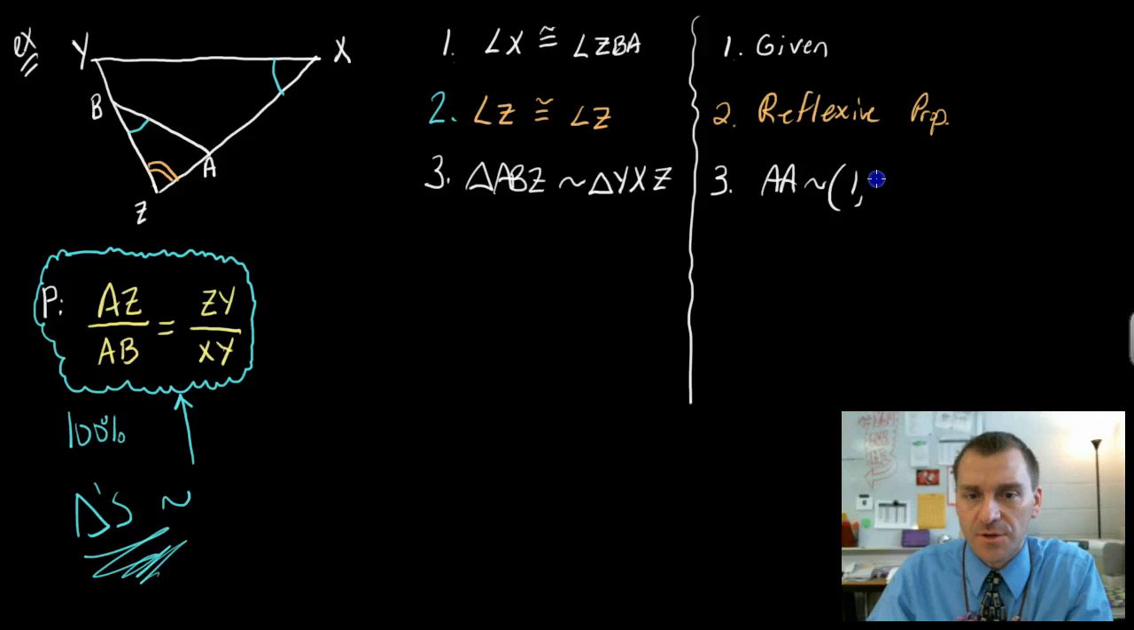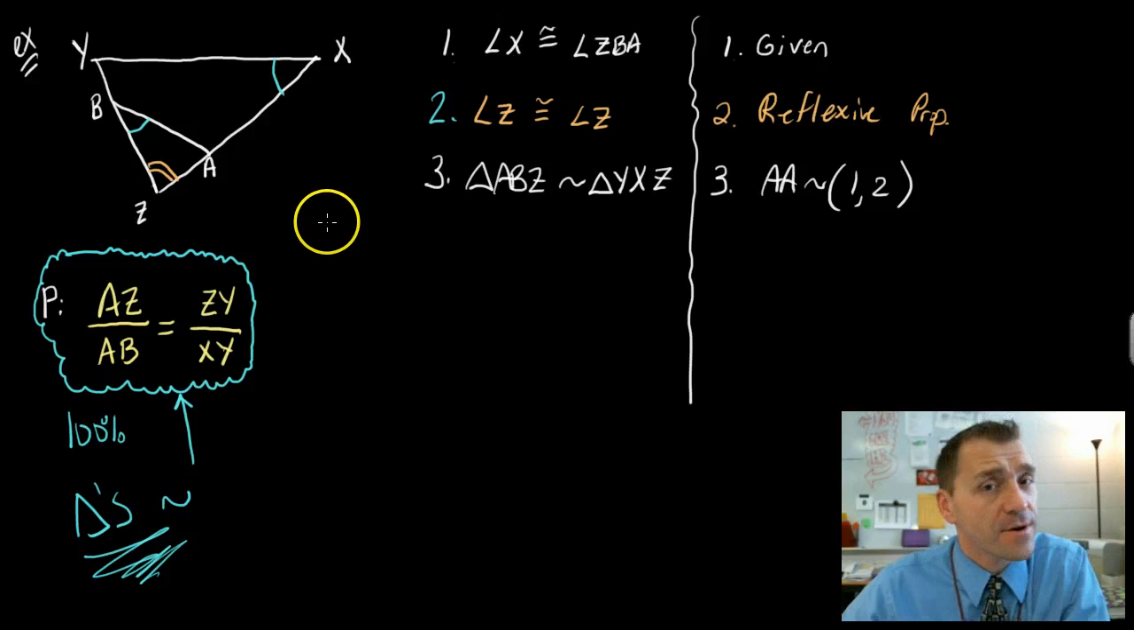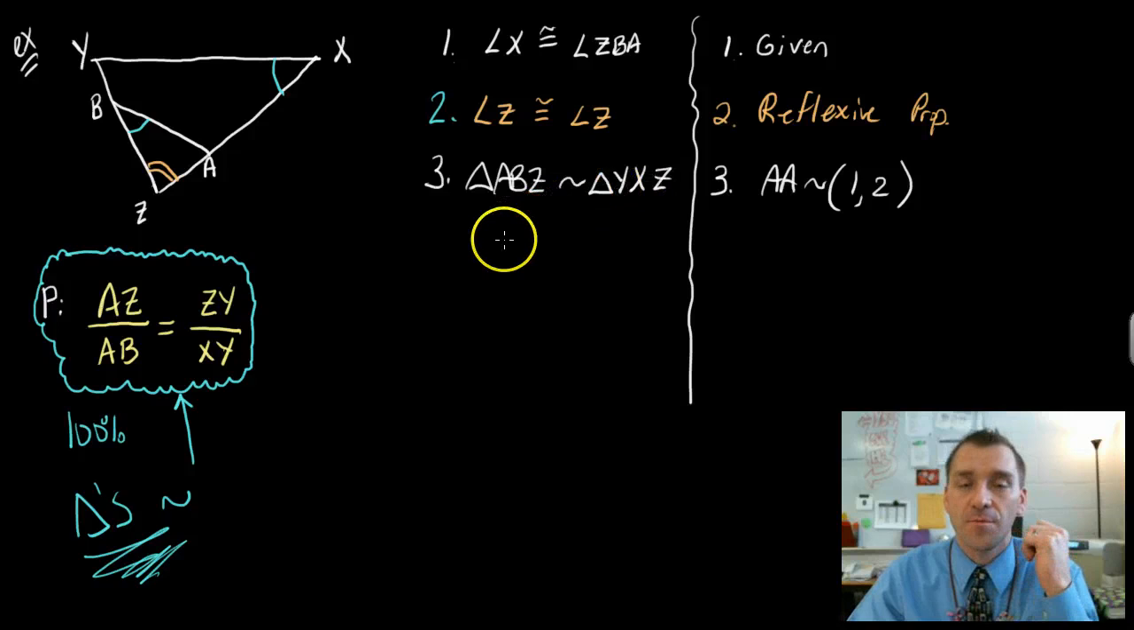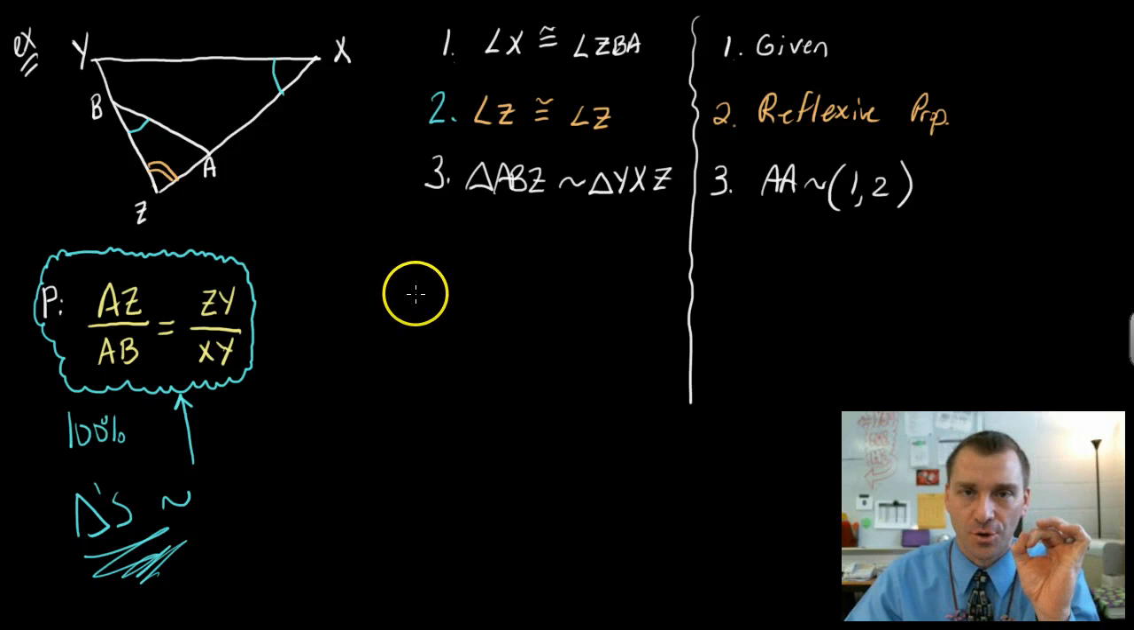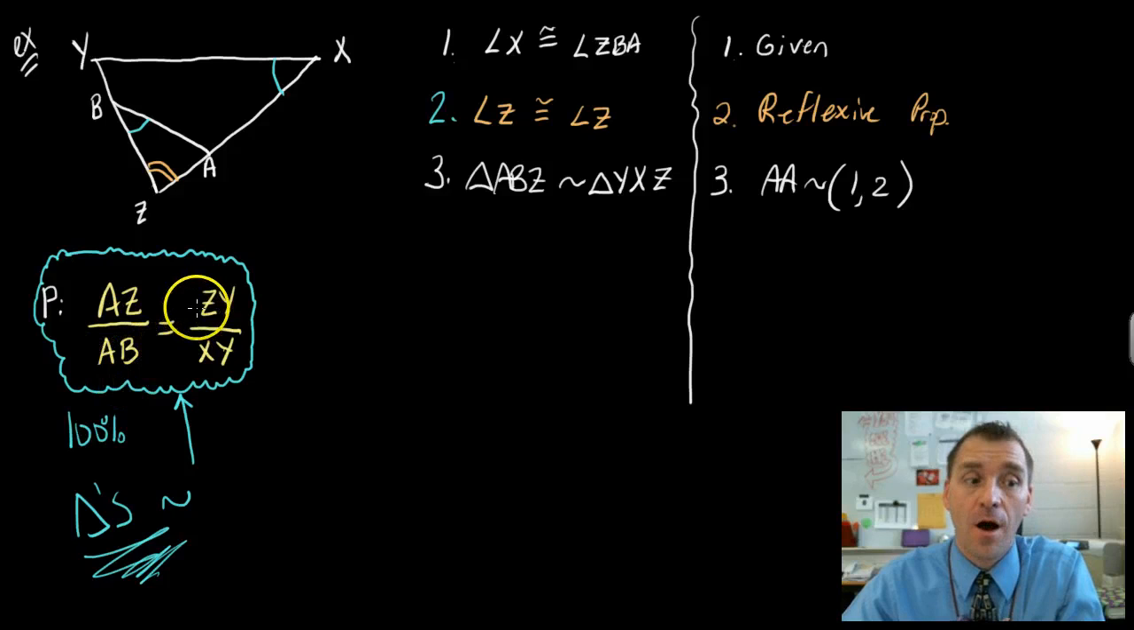So there we go. Now that we have the triangles similar, remember our definition of similar polygons, similar triangles, whatever, said this. There's two parts to it. If two triangles or polygons are similar, then one, the corresponding sides are proportional. It means the ratio of their corresponding sides actually are the same. They're equal to each other. That's exactly right. So what I want you to notice is this.